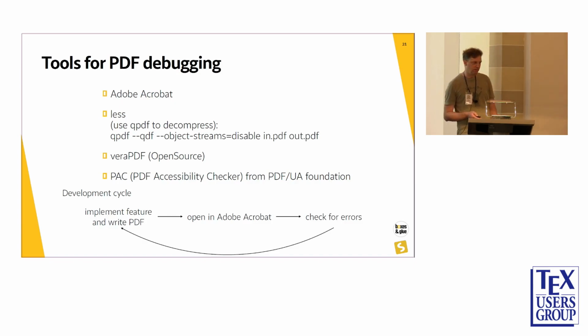So when I develop new features in PDF, I usually save the PDF, open Adobe Acrobat, check if it's okay, and then create a new feature. So it's a very tedious workflow because it takes a lot of time, and I cannot automate this. And I wish I could automate this.